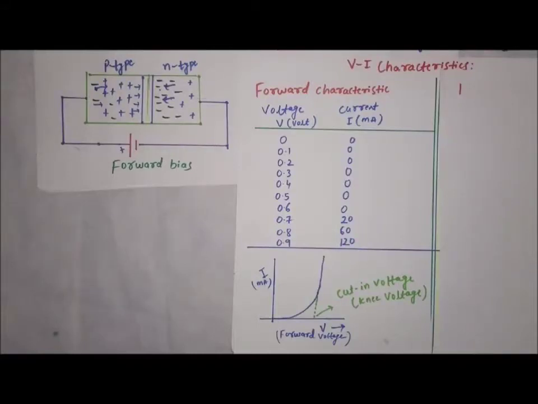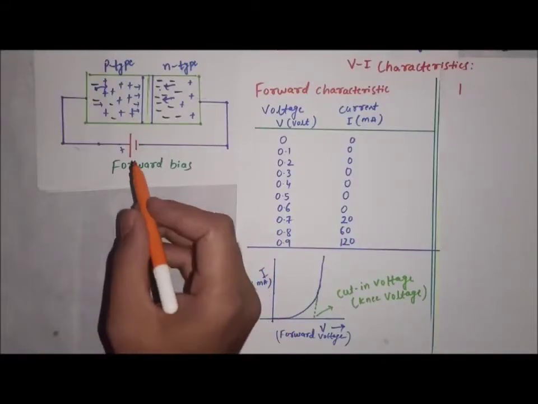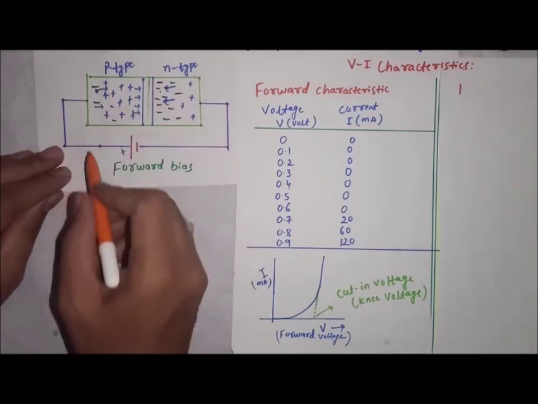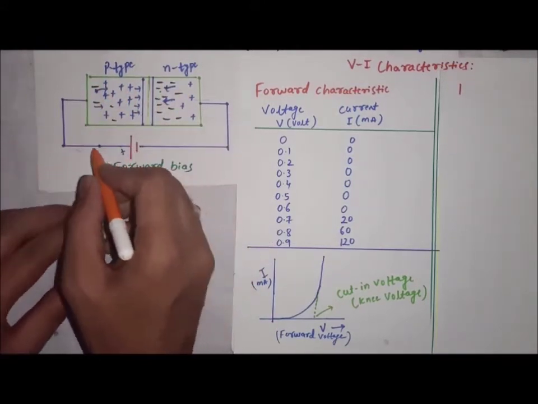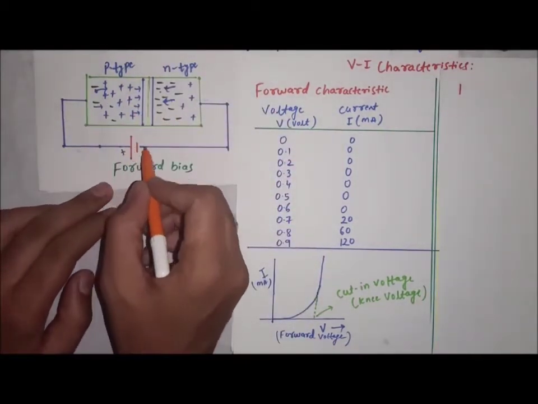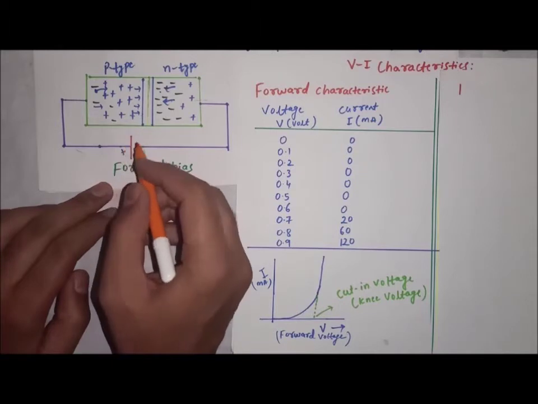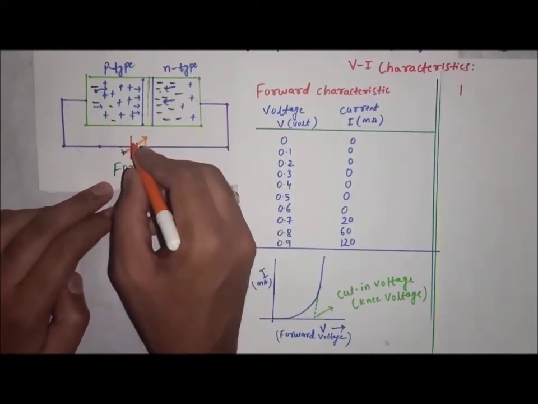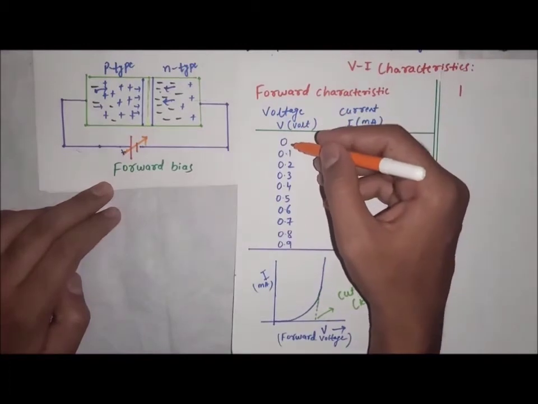Now I will do the experiment for this particular diode. I will use this diode now. Now this is used in forward bias. So this voltage now, it is a variable battery. I have a battery which is variable. You can vary the voltage in steps of 0.1 volt.